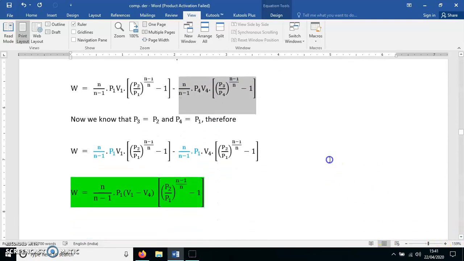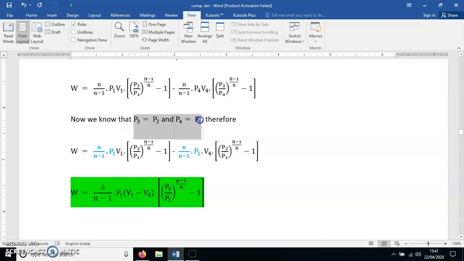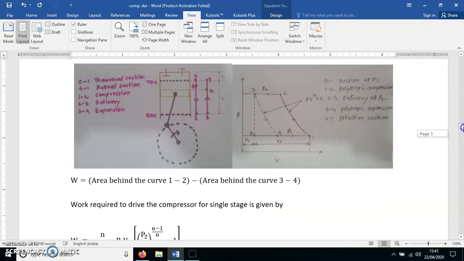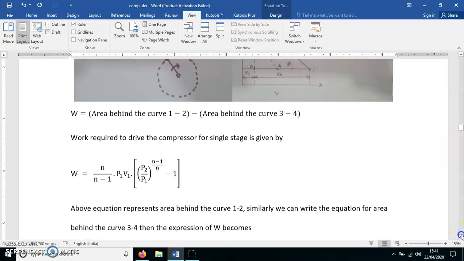Now just look at this. We will simplify this equation further. Now you know P3 is P2 and P4 is P1. It can be clearly understood from the diagram. P3 is P2 and P4 is P1 because they are on the same line, a constant pressure line. P4 is P1 and P3 is P2. That's what I have written here.